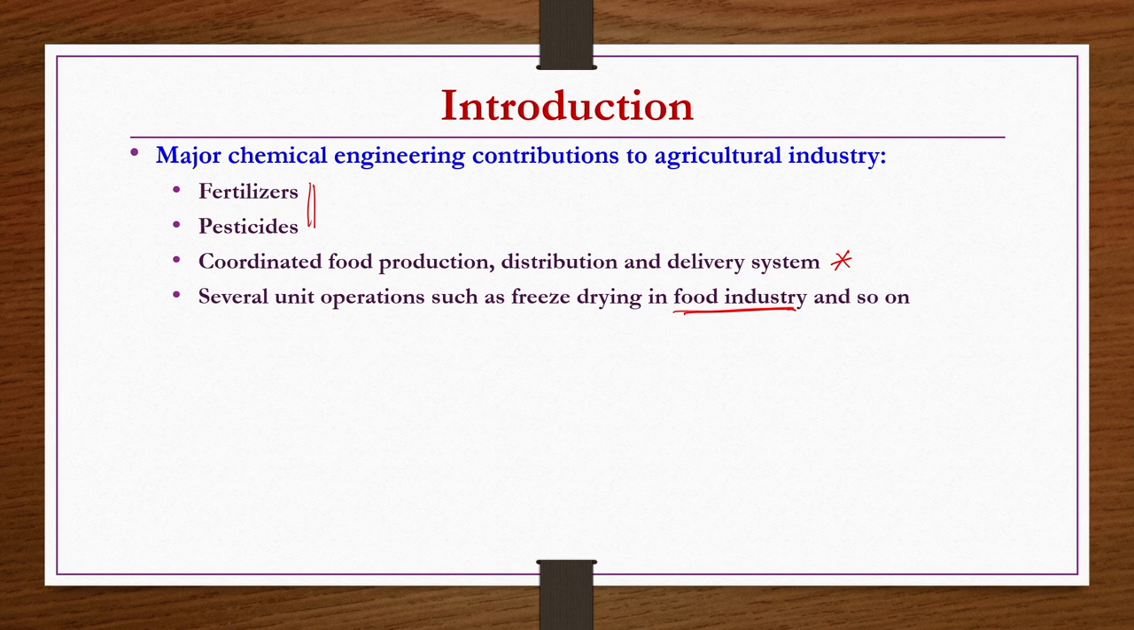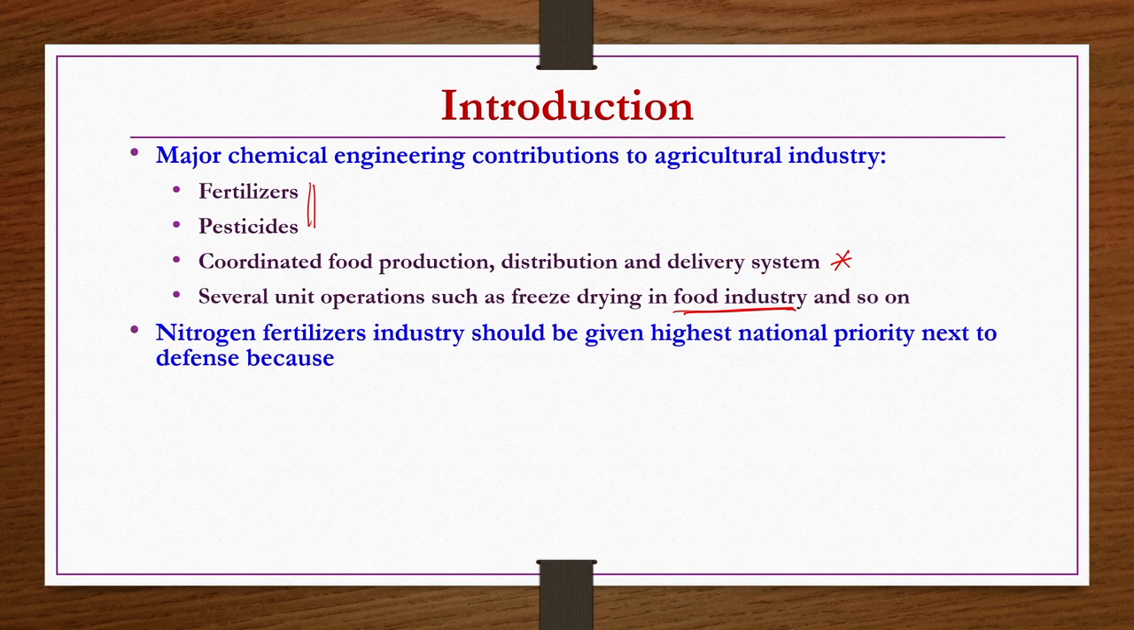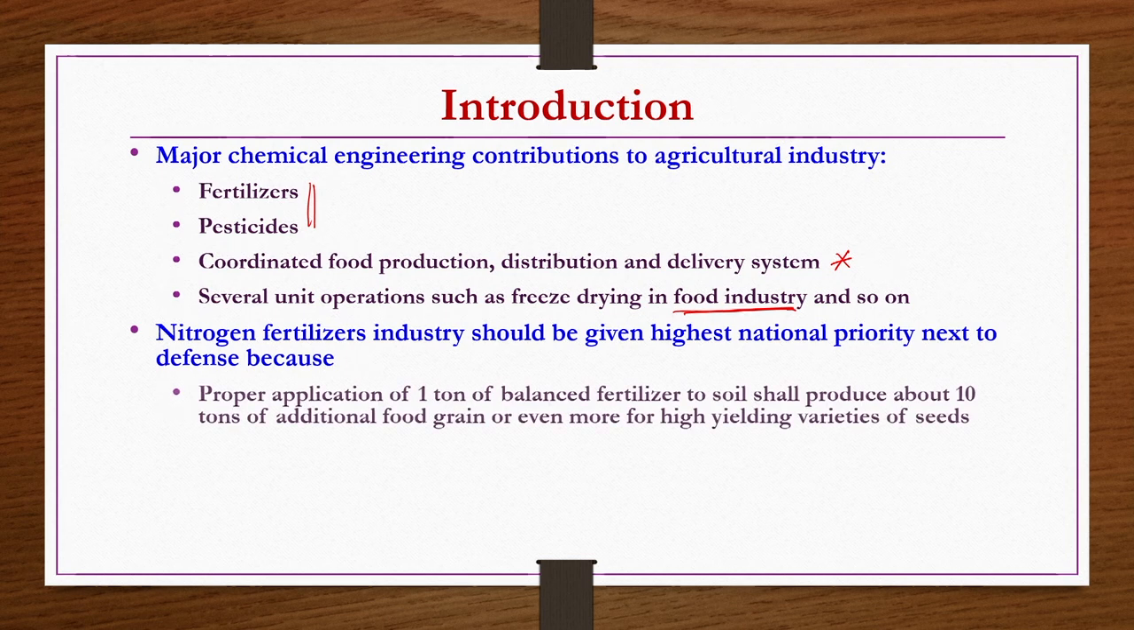So if you keep on listing, almost all components of the agricultural industry or fertilizer industry need a contribution of chemical engineering, or chemical engineering's contribution is going to be the most important one. Okay. So nitrogen fertilizer industries should be given the highest national priority next to defense, because, for example, proper application of 1 ton of balanced fertilizers to soil shall produce about 10 tons of additional food grains or even more for high yielding varieties of seeds.